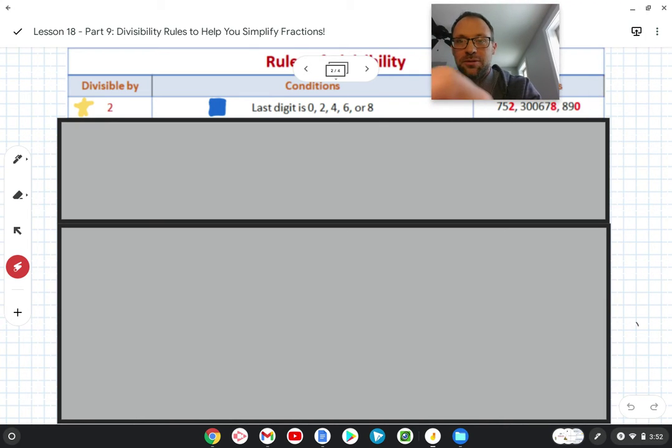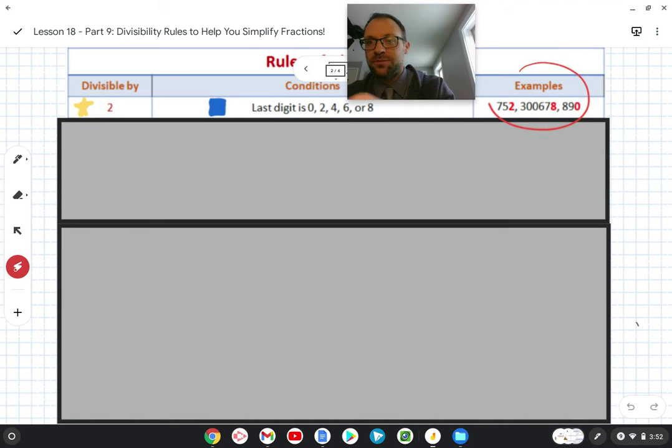For example, look over here at the examples. 752. We look at the last digit, which is highlighted in red. That last digit is even. It's the number 2, right? It's on our list. And so we know the entire number, 752, is divisible by 2. That's pretty cool, huh?